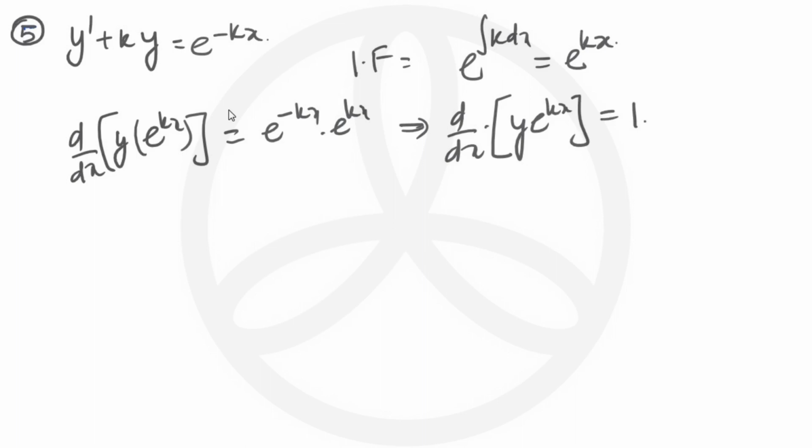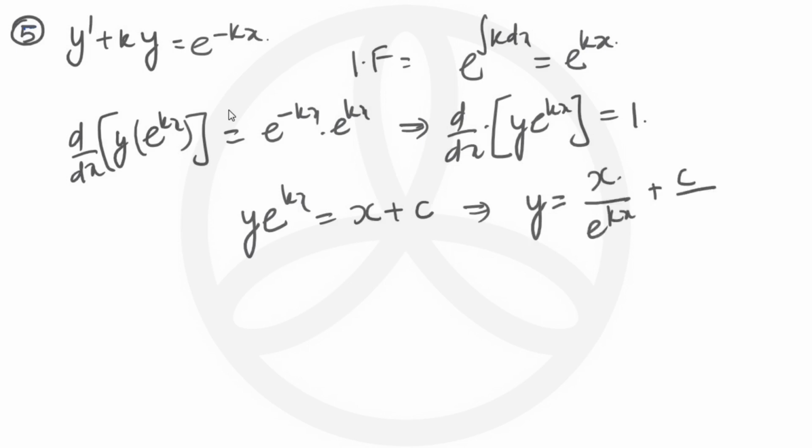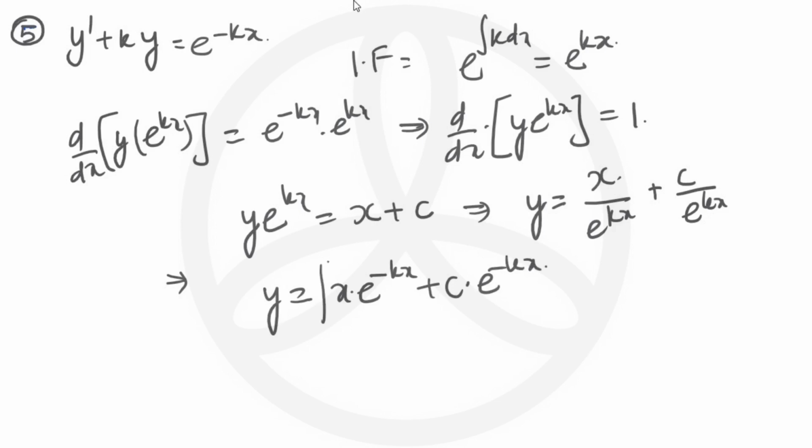apply integration on both the sides. This will become y e to the power kx. Right hand side will just become x plus c, and if we divide the entire expression with e to the power kx, on the left hand side we get just y, and on the right hand side we get e to the power kx c divided by e to the power kx, and this will become y is equal to x e to the power minus kx plus c multiplied with e to the power minus kx, and this will be the solution.